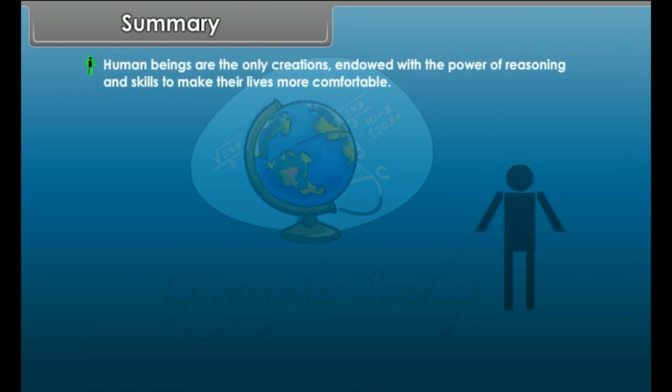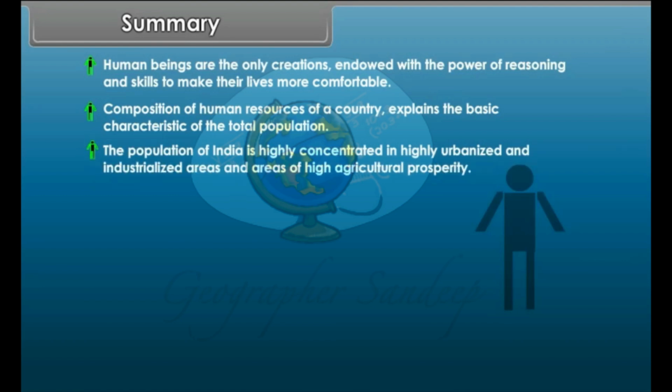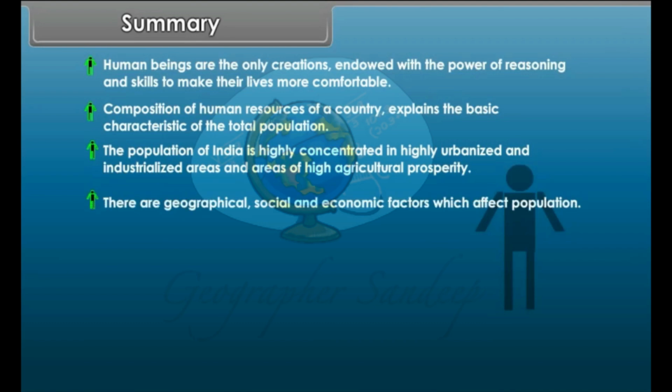Summary: human beings are the only creations endowed with the power of reasoning and skills to make their lives more comfortable. Composition of human resources of a country explains the basic characteristic of the total population. The population of India is highly concentrated in highly urbanized and industrialized areas and areas of high agricultural prosperity. There are geographical, social and economic factors which affect population. Distribution of population is highly uneven in the world.